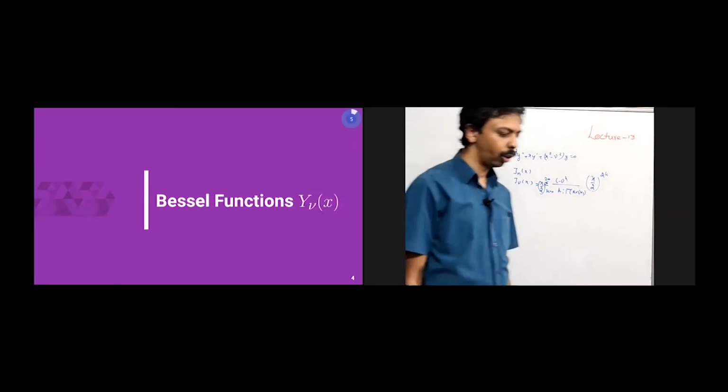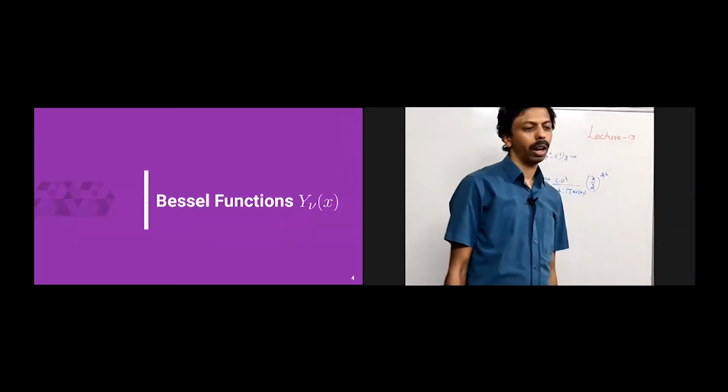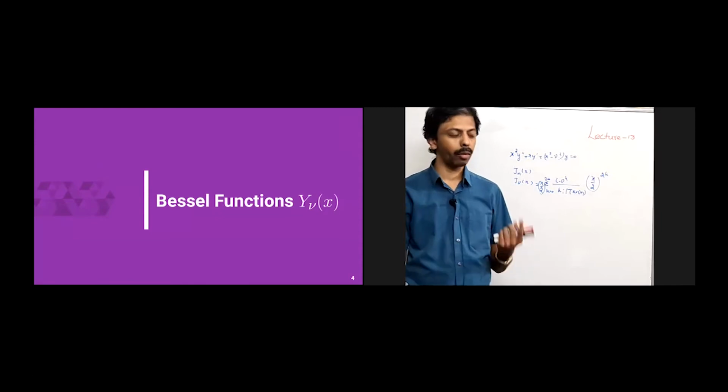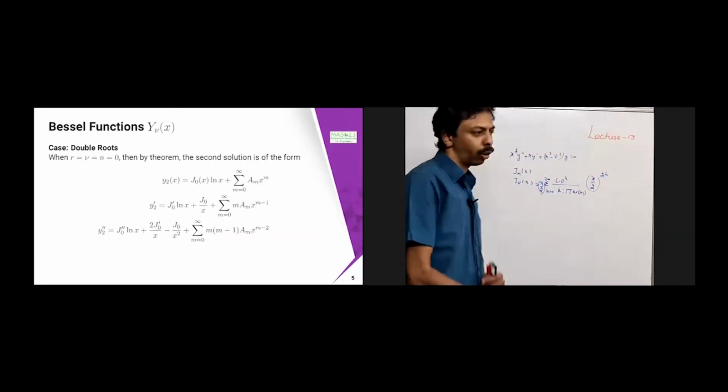Now what we are going to do today is derive Bessel functions of the second kind. We are going to derive it for nu equal to 0, and then using that we are going to extend it for other cases also. That's what we are going to do now.